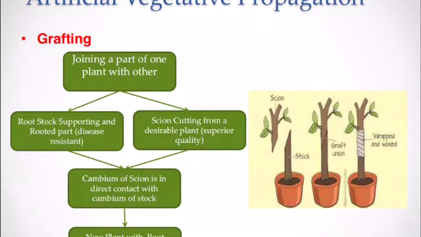They are joined in such a way that they grow to form one plant, and grafting is done between two closely related dicotyledonous plants having vascular cambia, and the rooted plant in which grafting is performed. The rooted plant, this one is the rooted plant in which grafting is done, is known as the stock.